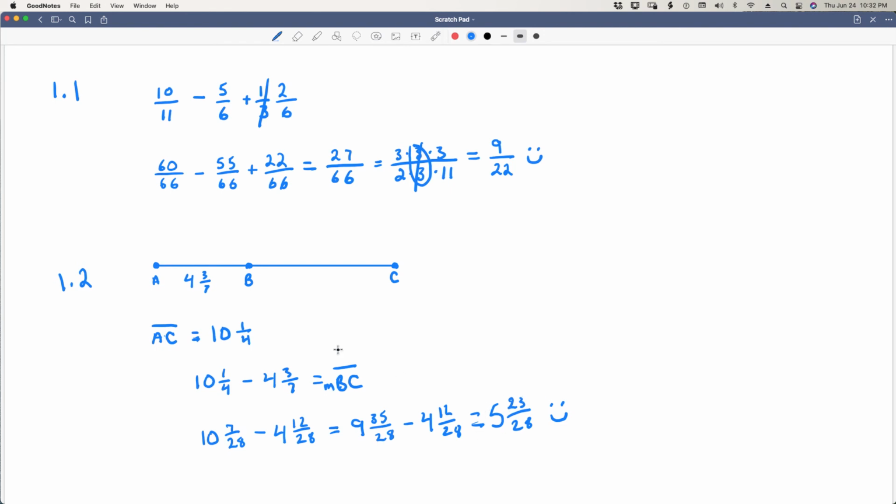Now what we can do is take this length right here and put it on our number line to illustrate that we found the answer to that length. Okay? That's all I have for lesson 1.